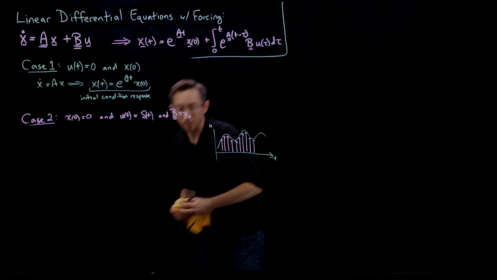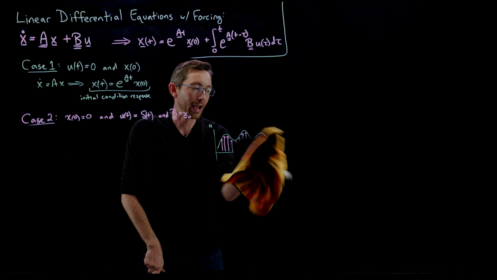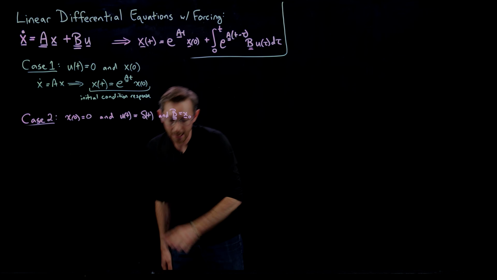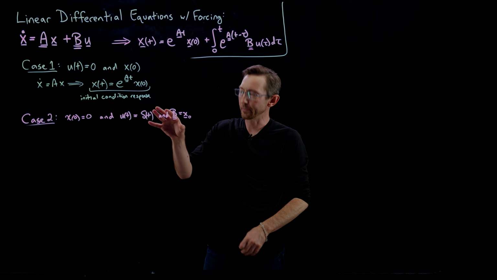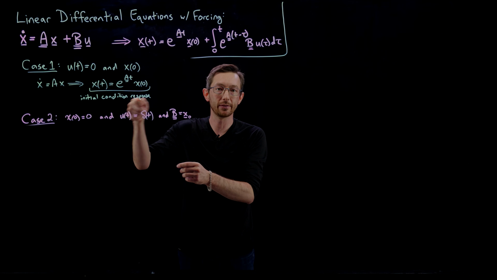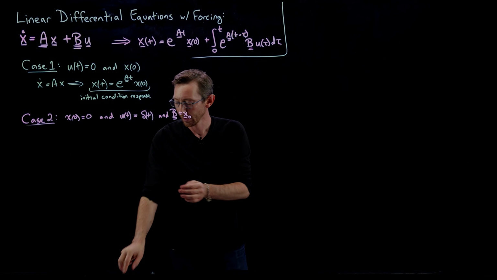And what I'm going to do is show you how this works. In this case 2, this is going to be called an impulse response, because I'm giving an impulsive input to my system, U.